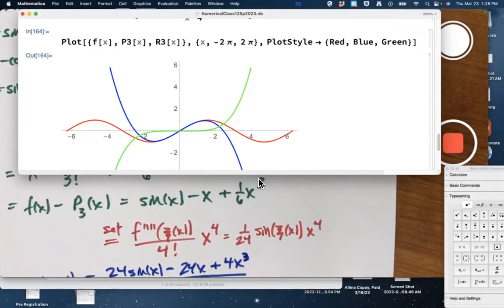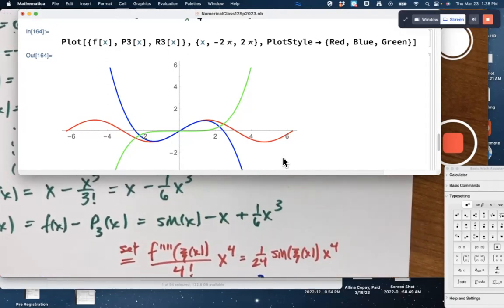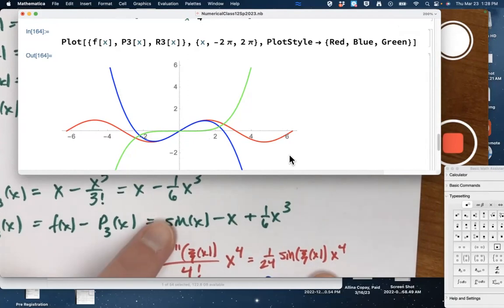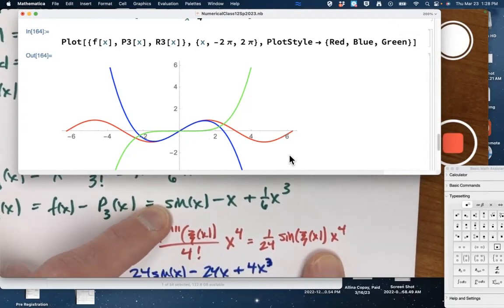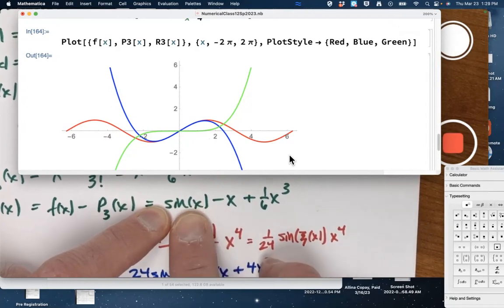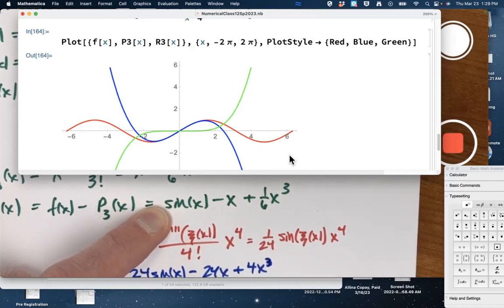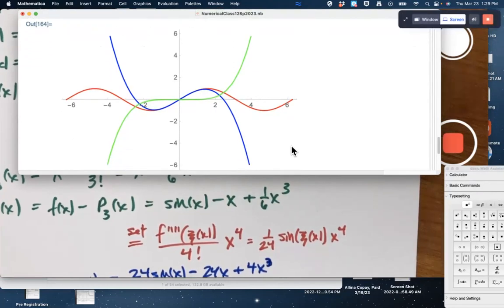You might wonder, could we take the equality between these two things and divide just by x to the fourth and somehow cancel out the x to the fourth? Maybe. I'm a little confused about what I just said there, but let's not worry about it at the moment.